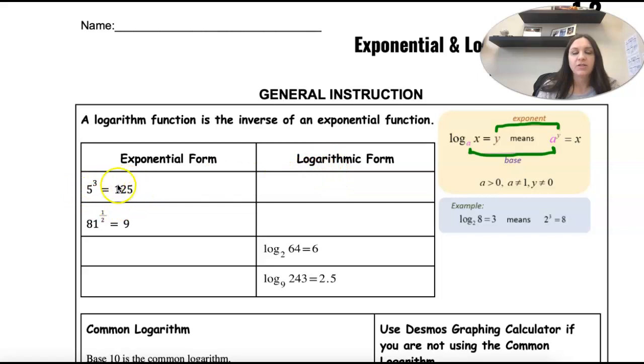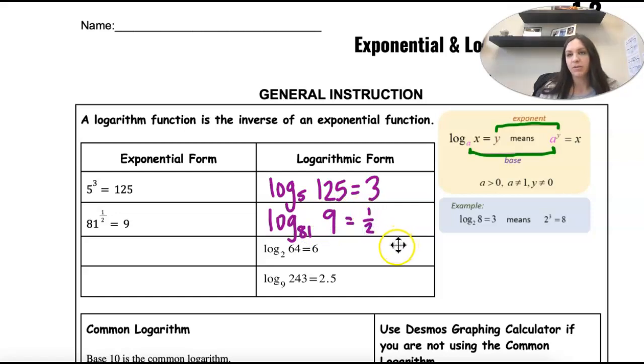So here's an exponential equation. I'm going to take the base of the exponential equation, which is 5, and that becomes the base of the log. So log base 5, and then 125, and the answer to a log is the exponent, which is 3. Okay, so on this one, the answer to the log is going to be 1/2. So we're going to take the log with the base, which is 81, and then 9, but the answer is the exponent.